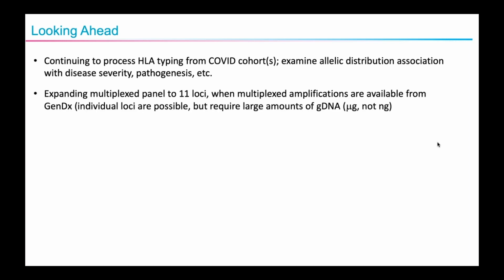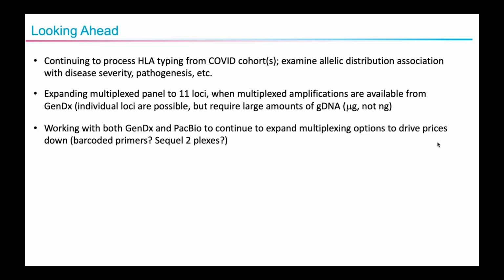We hope to expand this multiplex panel to 11 loci. As I mentioned, the primers for all 11 loci are available from GenDx, but you have to do them as separate reactions. So 11 PCR reactions for 11 loci, and they all require quite a large input of genomic DNA. So if there's a multiplex reaction that does come out from GenDx in 2 or 3 tubes, we would jump on that in a heartbeat because we could use less material. We often are very limited by material from these precious samples.